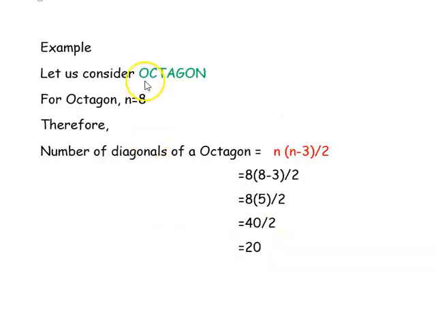Similarly, you can find it for any shape by applying the formula, and you will get the number of diagonals. Now let's consider an example of an octagon and find its number of diagonals. You know that an octagon has 8 sides, so n equals 8, and the formula is n into n minus 3 by 2. So 8 into 8 minus 3 divided by 2. 8 minus 3 is 5, so 8 into 5 divided by 2, that is 40 divided by 2, so you'll get 20. So an octagon has 20 diagonals.